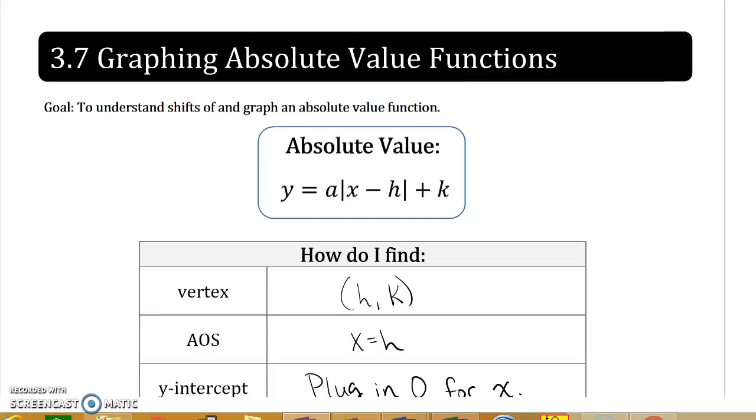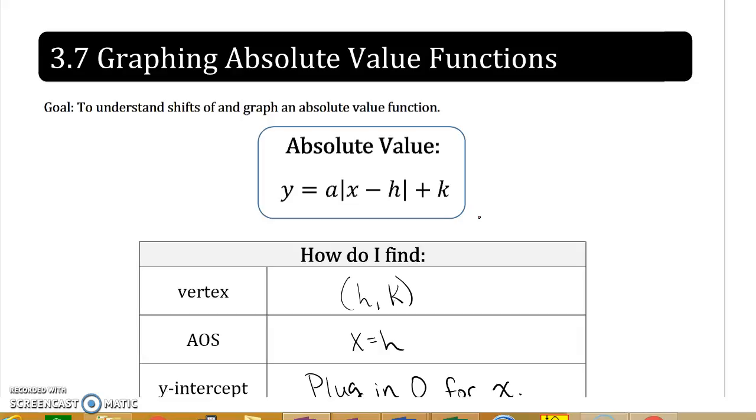Hi Algebra 1, this is the video for 3.7 Graphing Absolute Value Functions. You'll find this in your yellow packet. You might just have to flip a few pages. This is our next section. I know it says chapter 3, so we're going back to a section that we skipped. And now we'll talk about absolute value functions.